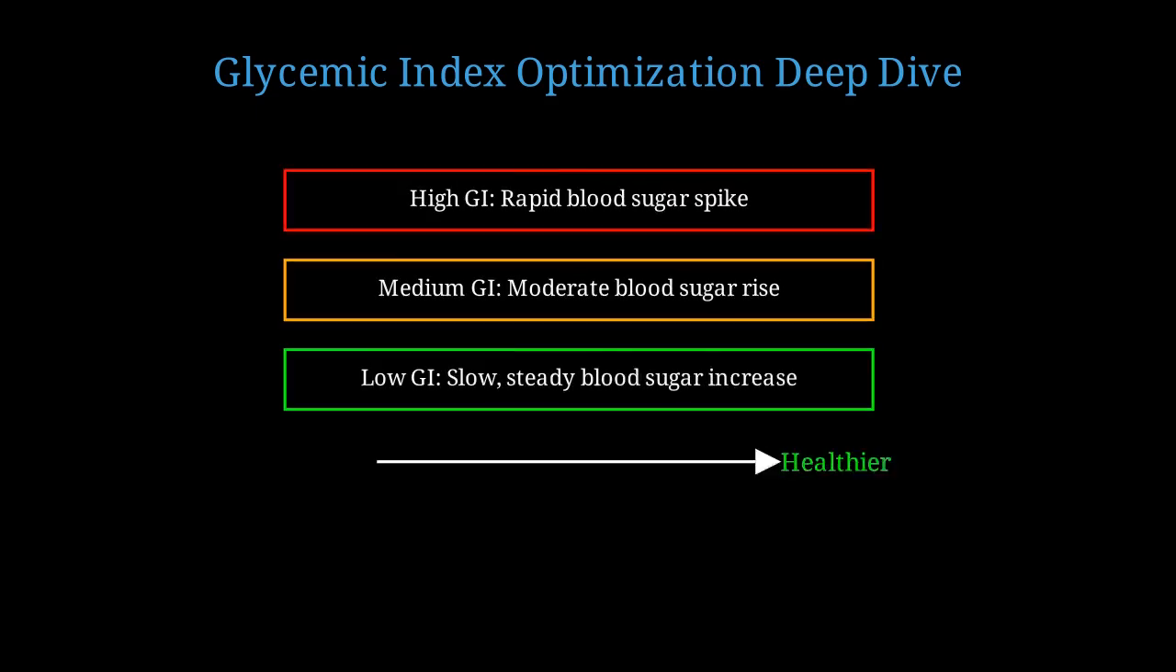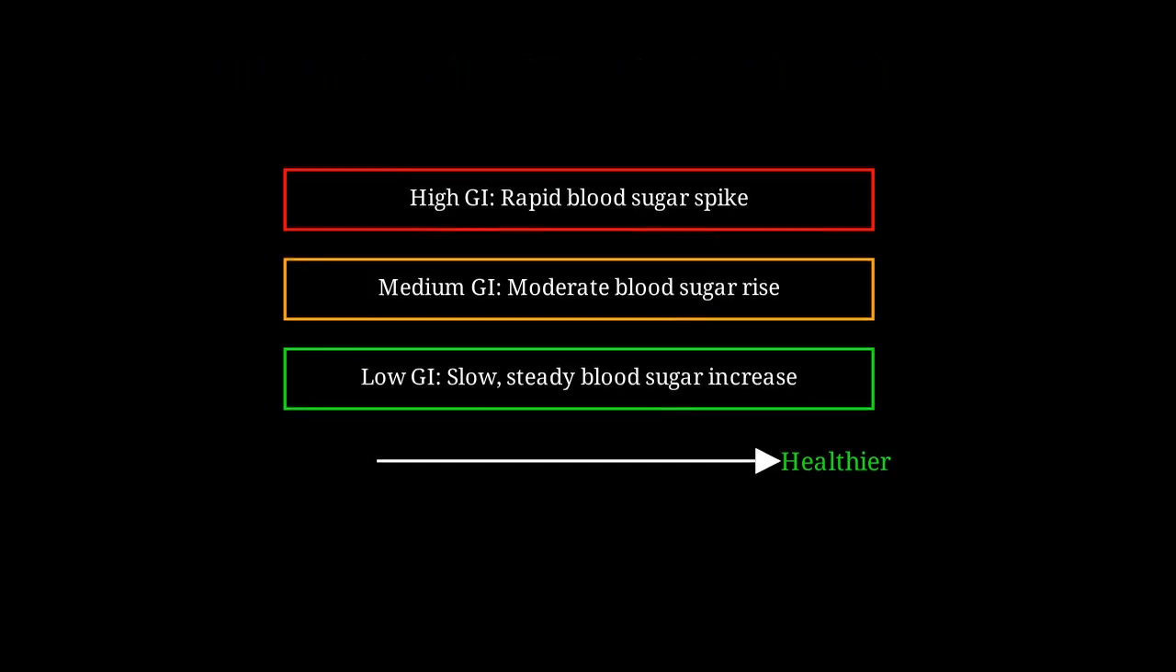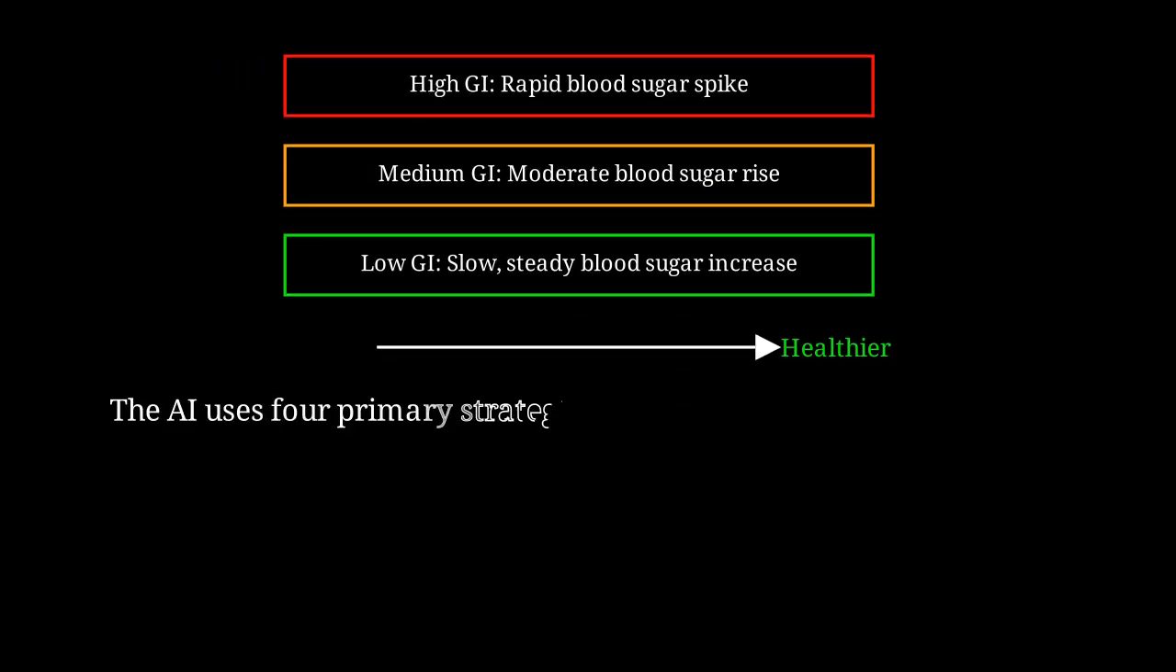health implications. The glycemic index measures how quickly a food raises blood glucose. High GI foods cause rapid spikes, leading to energy crashes and increased hunger. Low GI foods provide sustained energy and better appetite control. The AI employs 4 primary strategies to lower the glycemic index of recipes.